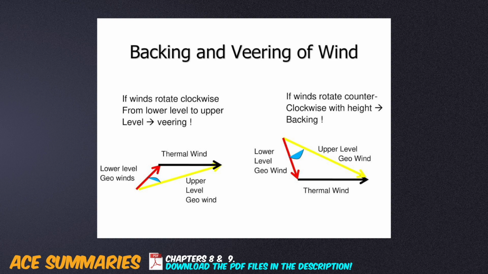These veering and backing effects of the surface wind are much stronger during the night. Important note: a huge misconception in most aviation books is that veer and back relates to the relative movement of the wind. This is wrong. A wind cannot back with a decrease in height and simultaneously veer with an increase in height.